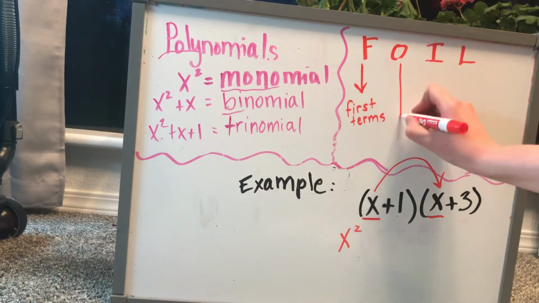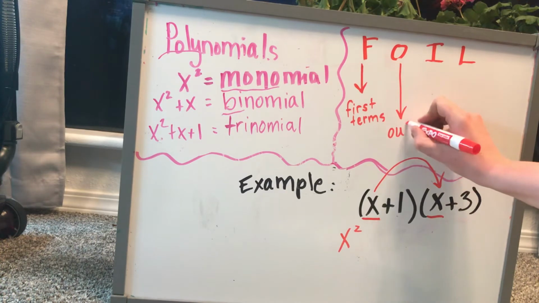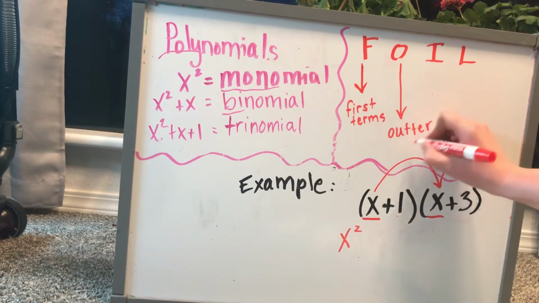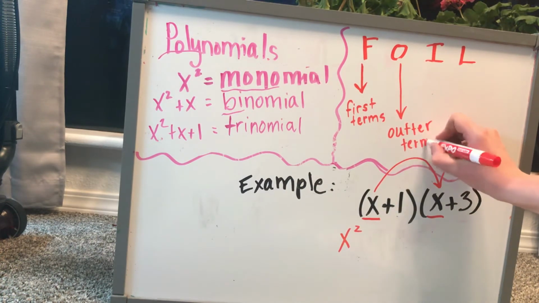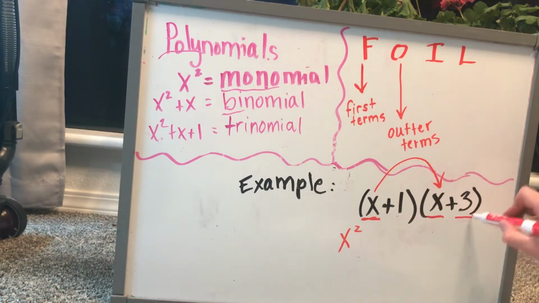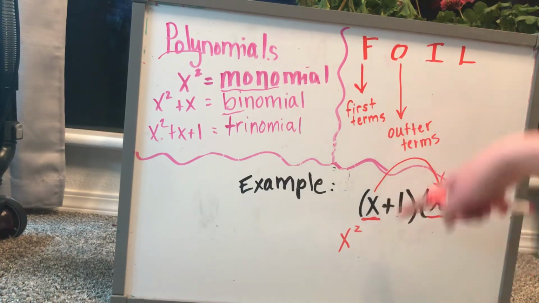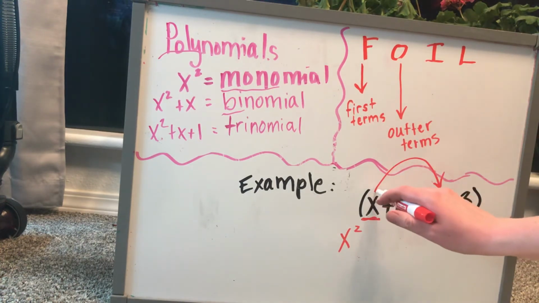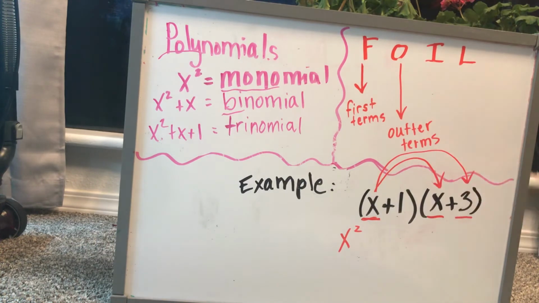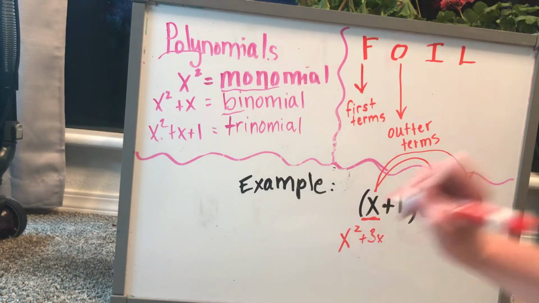Next is our O, which stands for outer terms. We are looking for the terms that are on the outside of both of our binomials, so the ones that are furthest on the outside. So we will do x multiplied by 3, which will be 3x, so we're adding 3x. If it was negative 3x, it would be minus 3x.